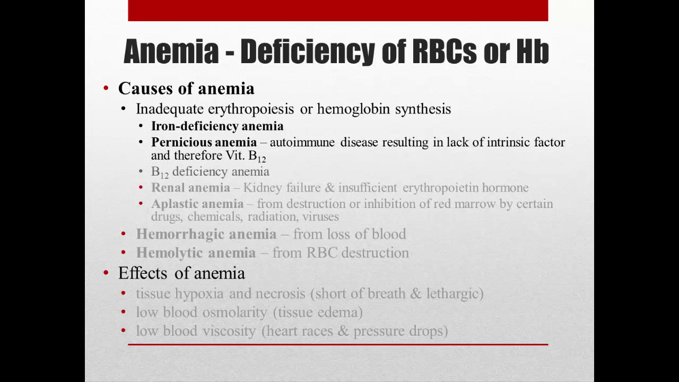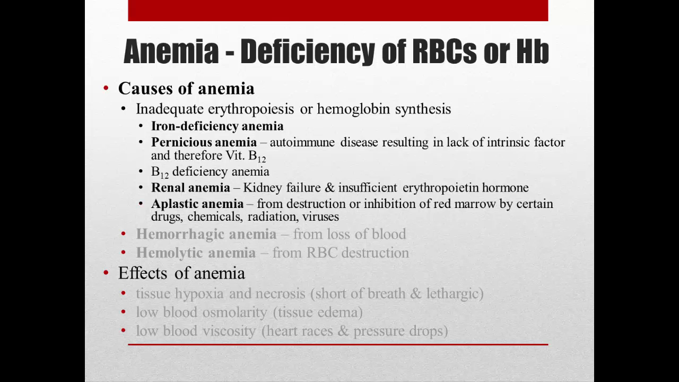That's different than B12 deficiency anemia. B12 deficiency anemia says you simply aren't getting enough B12 in your diet. Now, renal anemia is another form of anemia where the kidneys are failing or damaged for some reason, and so you're not making enough erythropoietin, and without the erythropoietin, we're not stimulating erythropoiesis.